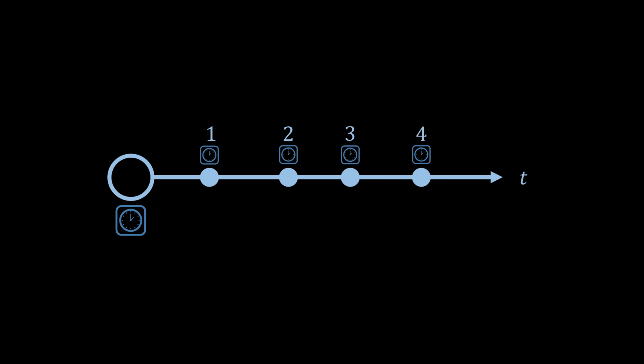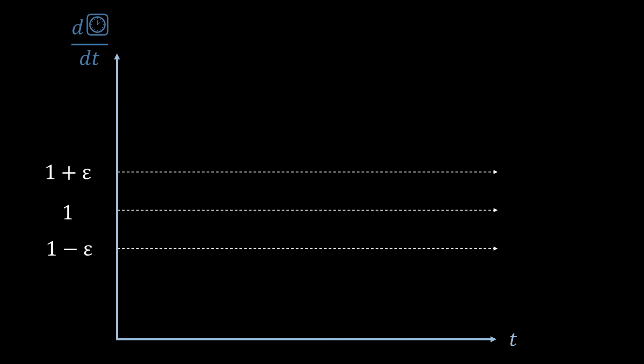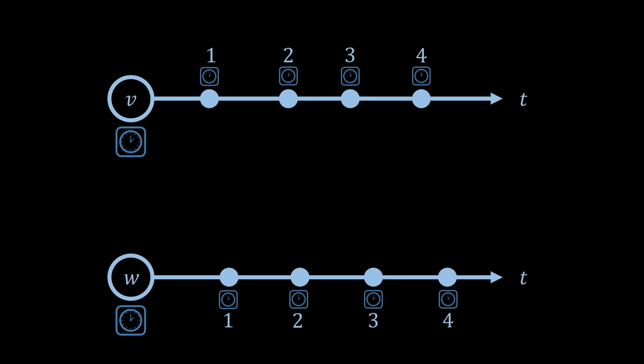As we can see here, the real time that passes between increments of the clock value is not guaranteed to be the same. These deviations occur because clocks have a limited precision, which affects their accuracy over time. In other words, the rate at which the clock value changes is itself a function of time. We assume that there is some small parameter epsilon such that the clock rate is always between 1 minus epsilon and 1 plus epsilon. Here we see the clock events at two different nodes V and W.